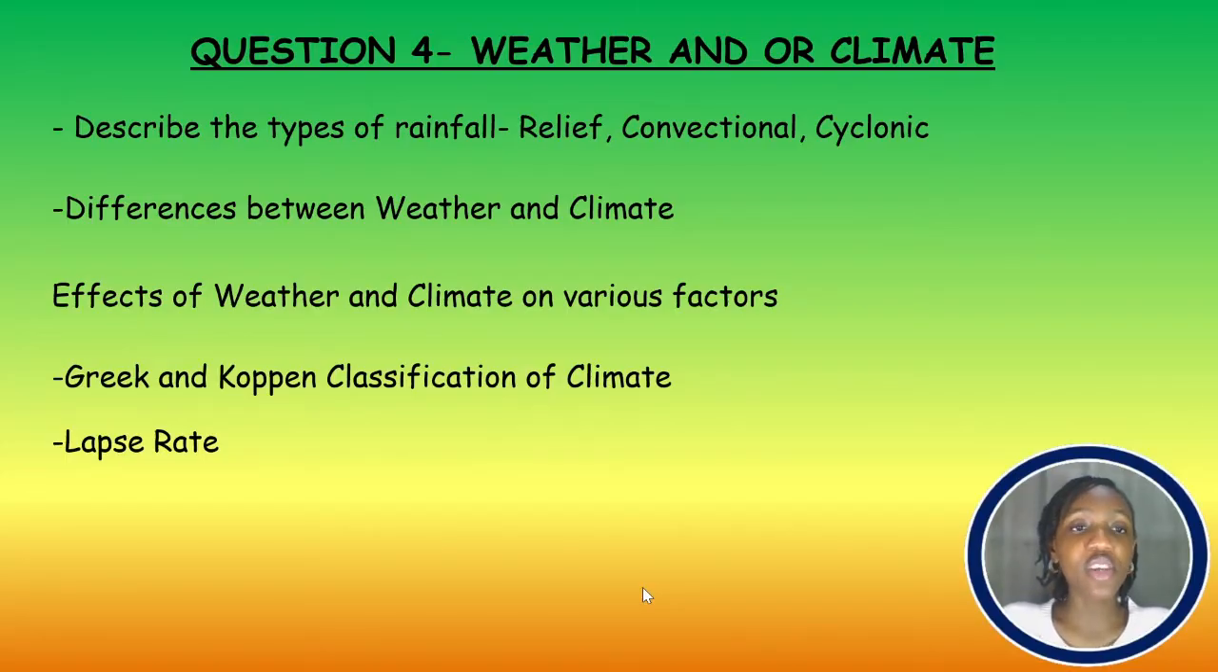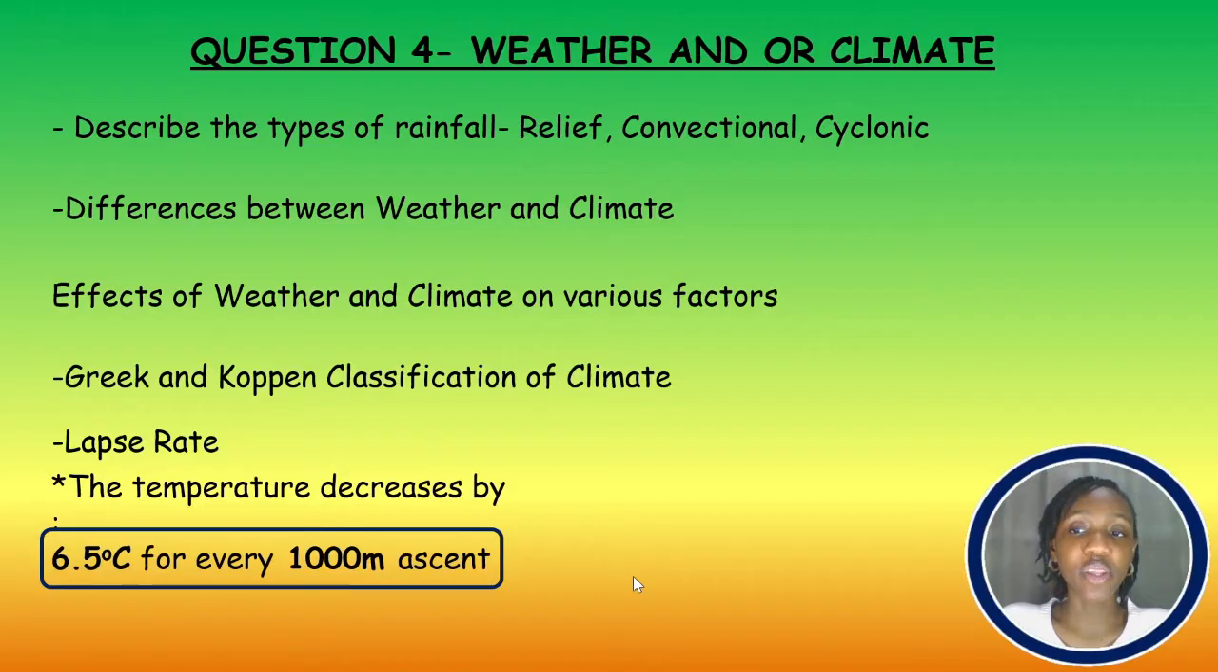Lapse rates. In your objectives, you usually come across 1 or 2 questions that have calculation based on this, especially in WAEC. So lapse rate is a temperature decrease by 6.5 degrees Celsius for every 1000 meters of ascent, and it simply means the rate at which the temperature decreases with an increase in altitude. So as you go high, the temperature decreases. So make sure you take note of all these things, and now let's see the trend in past questions.